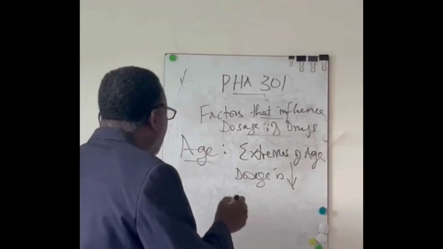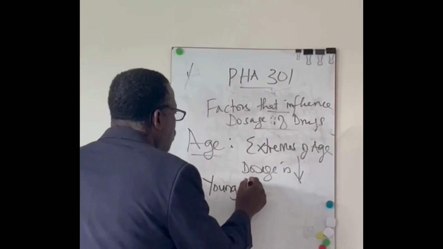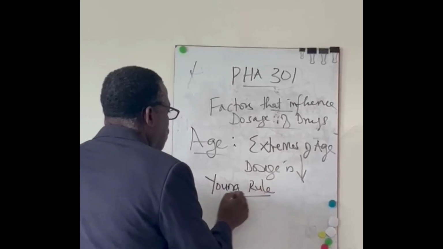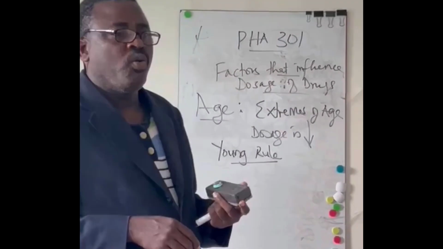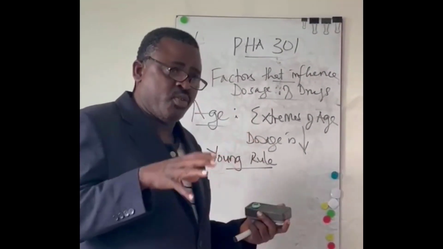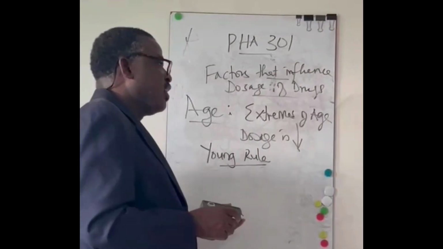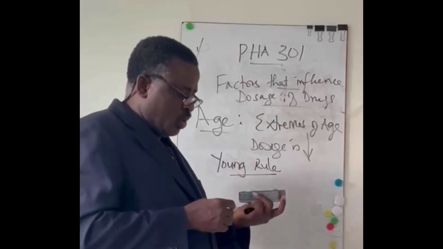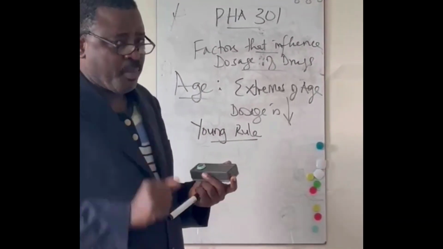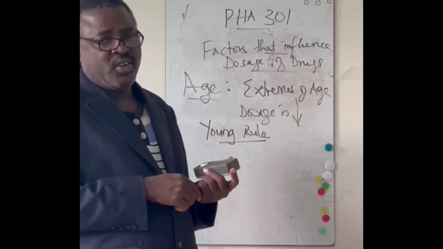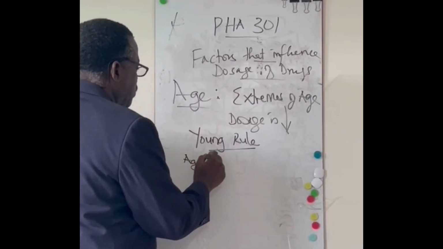That is what we call Young's rule. Young's rule is used to calculate the dosage of a drug to be taken by a child. If a child of 8 is to take paracetamol, you should know the adult dosage of paracetamol is 1000 milligrams. A child of 8 will now do the calculation, and say age of the child. That is what Young's rule states.